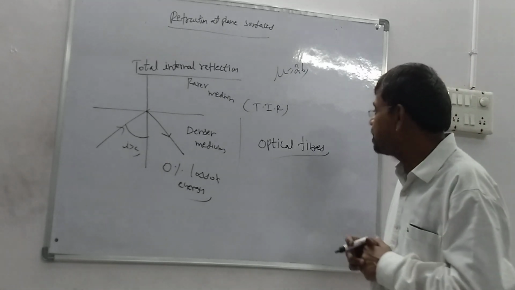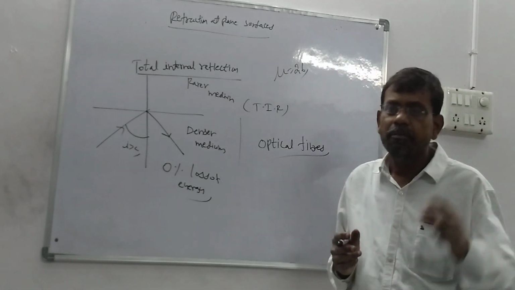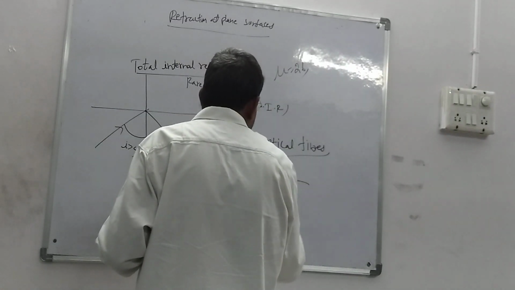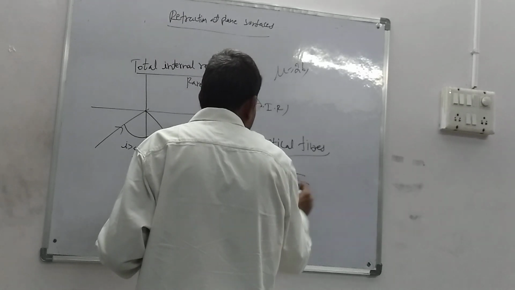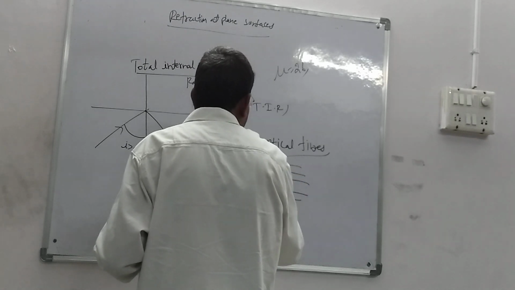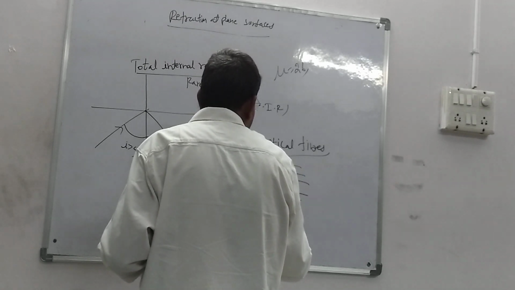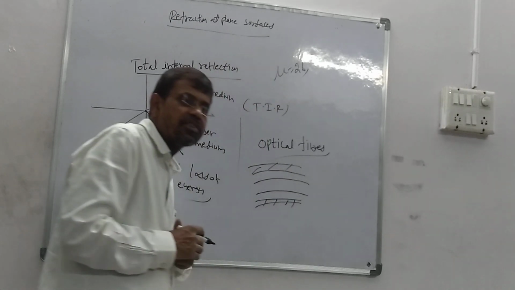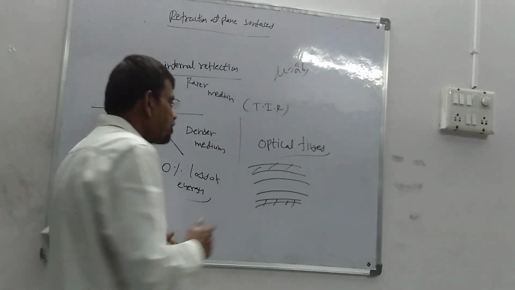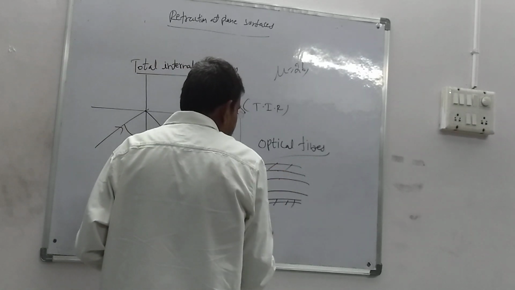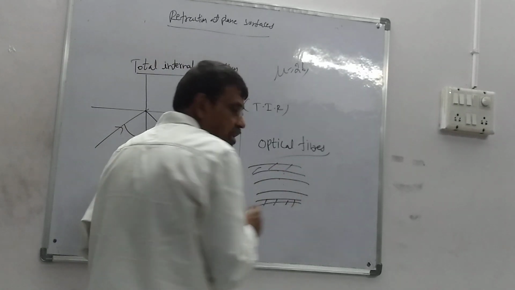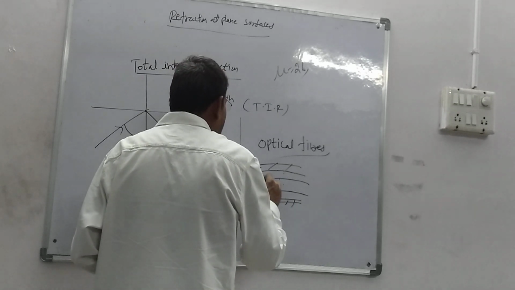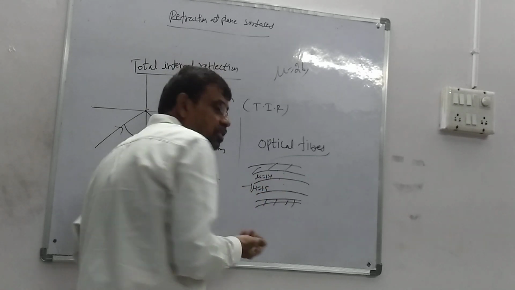What about optical fibers? Optical fibers are also made of two materials. For example, this is the inner core and this is the outer core. And here, what are we keeping? Some sheets. What is the importance of the sheets? The sheet is a protecting layer. So this is the inner layer and these two are the outer layers. For example, if it is 1.5, I am keeping the other as 1.4. Both are made of glass only.